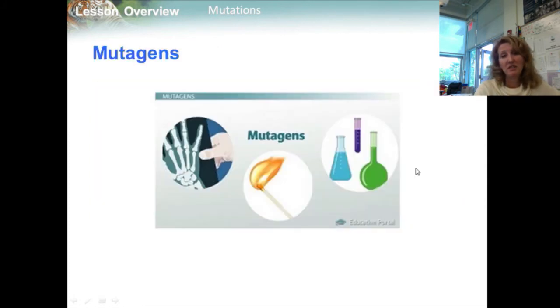Mutagens. Some mutations arise from mutagens, which are chemical or physical agents in the environment. Chemical mutagens include certain pesticides, a few natural plant alkaloids, tobacco smoke, and environmental pollutants. Physical mutagens include some forms of electromagnetic radiation, such as X-rays and ultraviolet light. If these mutagens interact with DNA, they can produce mutations at a higher rate.